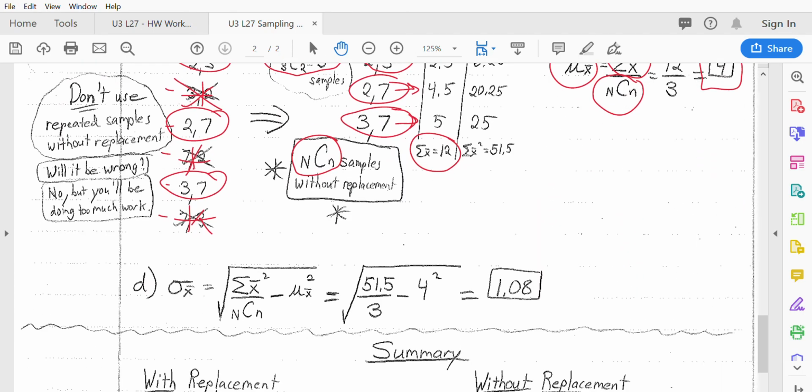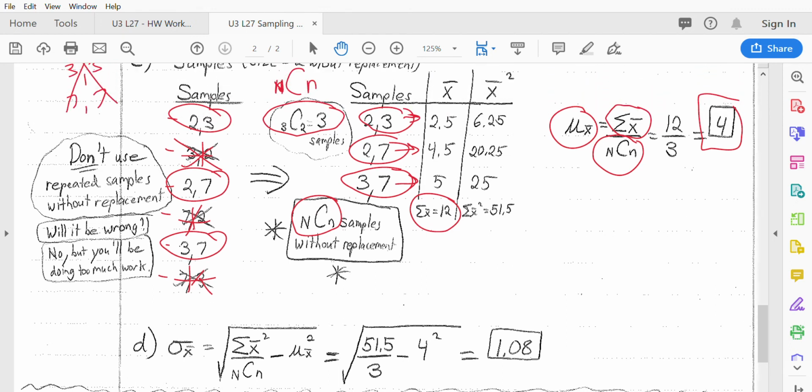All right, so now let's also find the standard error, aka the standard deviation of the sampling distributions. Sorry, everybody, for that little glitch. I think I pressed something and it highlighted the whole sheet.